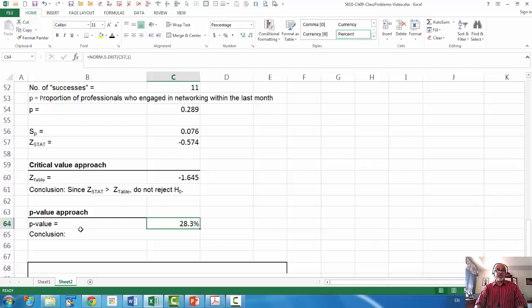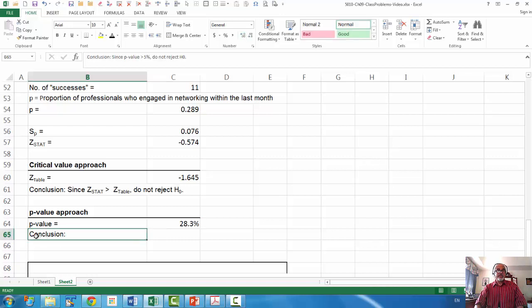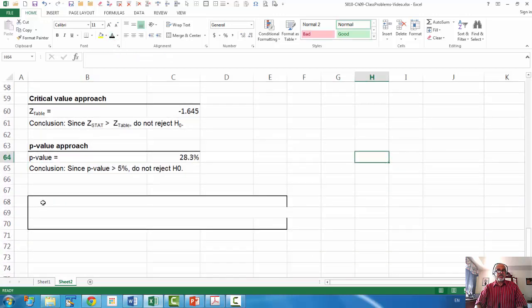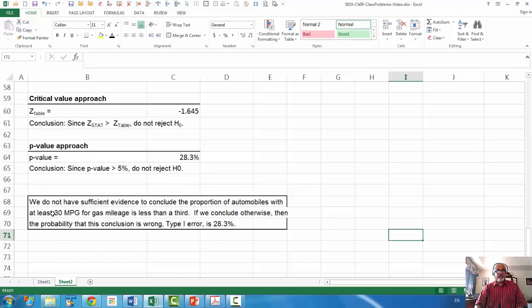So it's greater than the threshold of 5% that we have set. It's too high a risk for us to reject the null hypothesis. So p greater than 5%, do not reject, and then you interpret. Here once again we first say that we are not going to reject, and then say that if we rejected, that's when your p value becomes applicable. If we do reject, if we conclude otherwise, then the probability that the conclusion is wrong is 28.3%, and that's the reason why we are not going out on a limb.